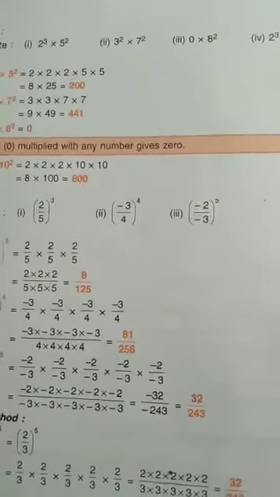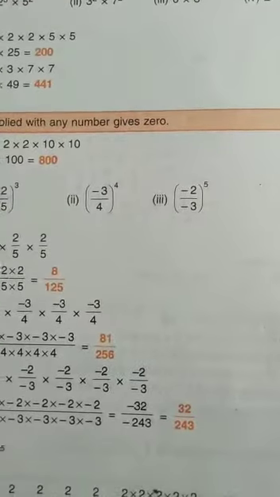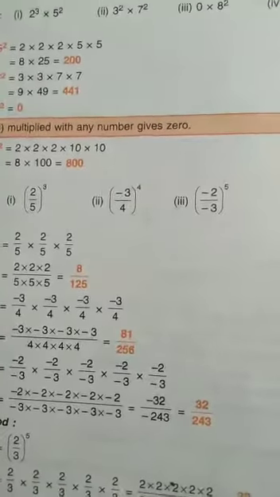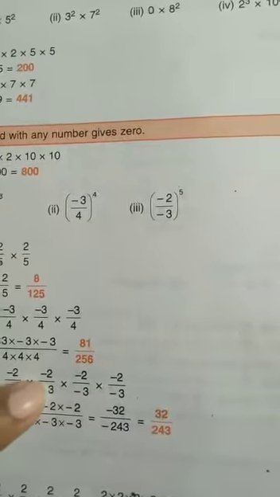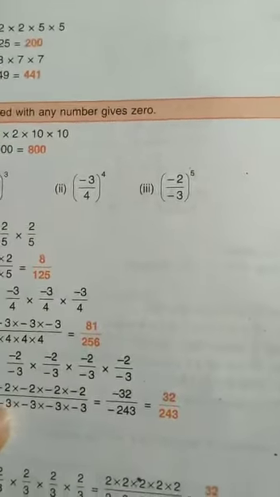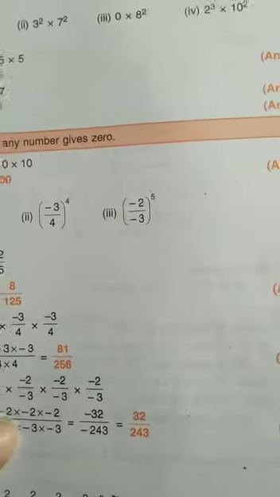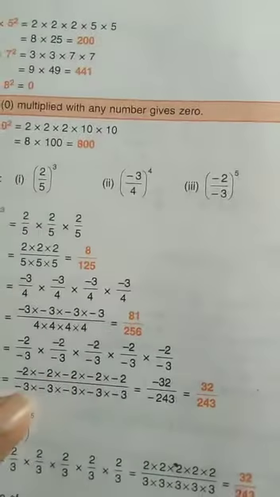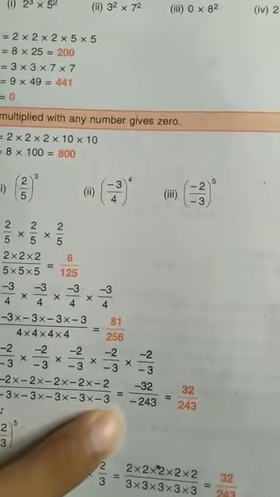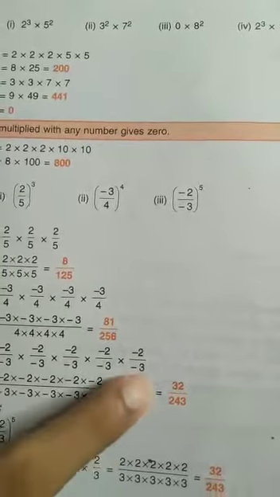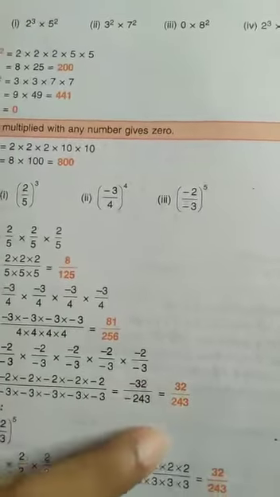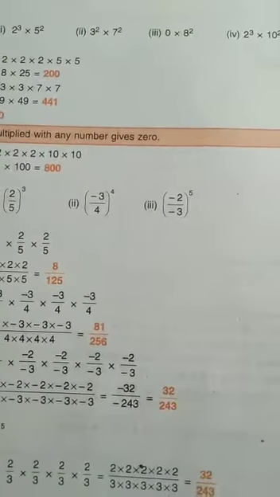Okay, similarly, if we consider minus 2 by minus 3 whole to the power 5, then we will get minus 2 by minus 3 multiplied 5 times, is it not? That means minus 2 into minus 2 into minus 2 into minus 2 into minus 2 by minus 3 into minus 3 into minus 3 into minus 3 into minus 3. So that means we will get minus 32 by minus 243. The minus signs cancel each other out, so ultimately 32 by 243 will be the answer.